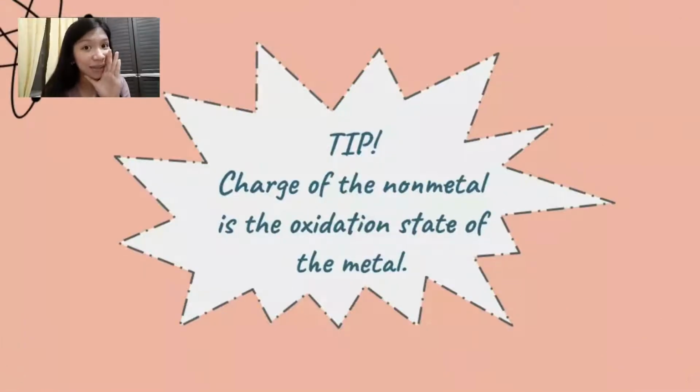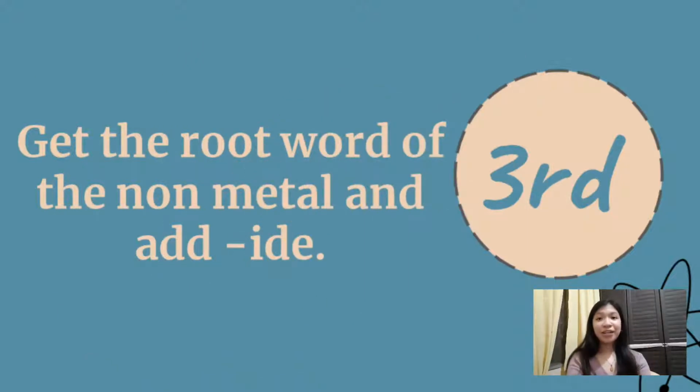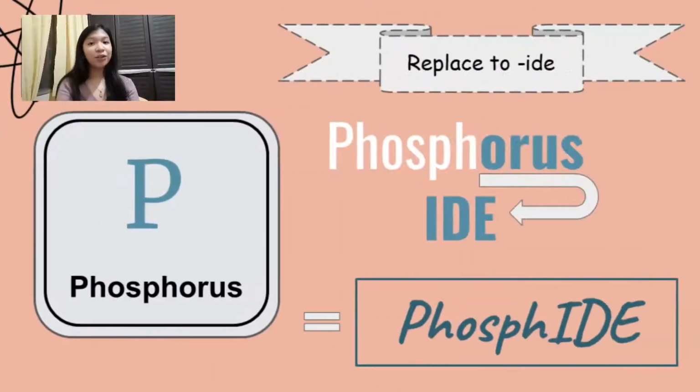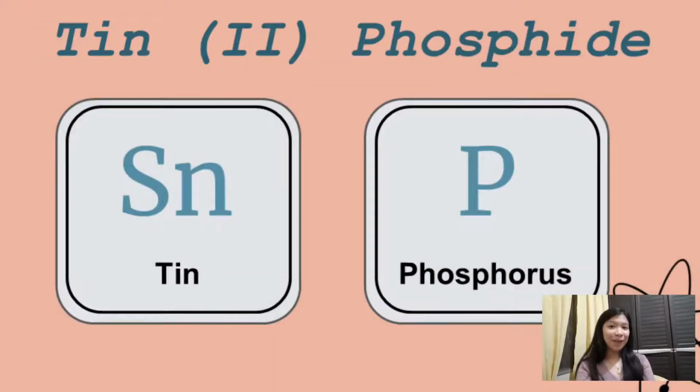I also have a tip. The oxidation state of the metal can also be determined if you look at the charge of the non-metal. But remember, this might not be applicable every time, so be careful. Step 3. Get the root word of the non-metal and add IDE, just like what Tolitz told us earlier. Tada! That's how you name a type 2 binary ionic compound.